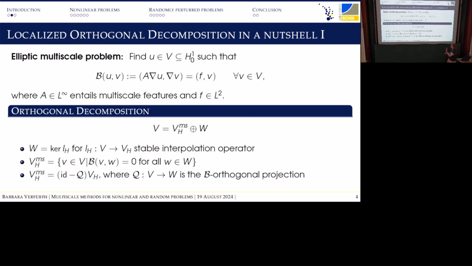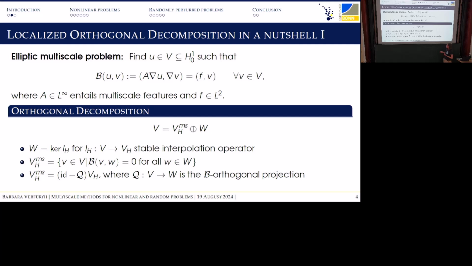So why do I call the space W fine scale space? Because these are all the functions that are not visible on my self-set coarse scale capital H. They cannot be represented by the coarse finite element functions. They are kind of not visible on my scale capital H. And then I construct the space in which I want to approximate things in the end as the orthogonal complement of this fine scale space.